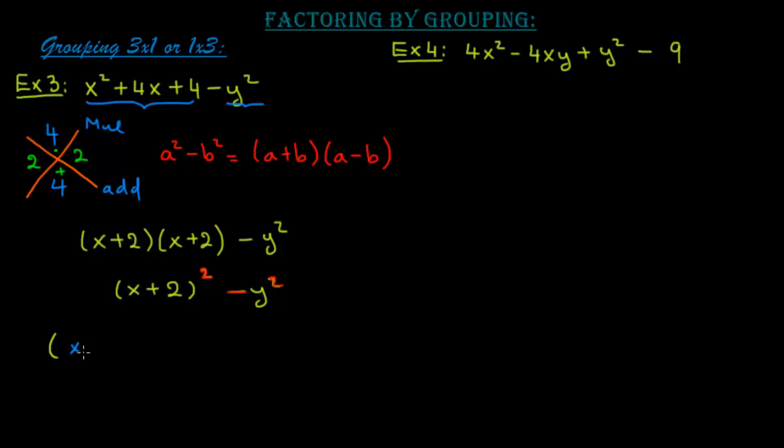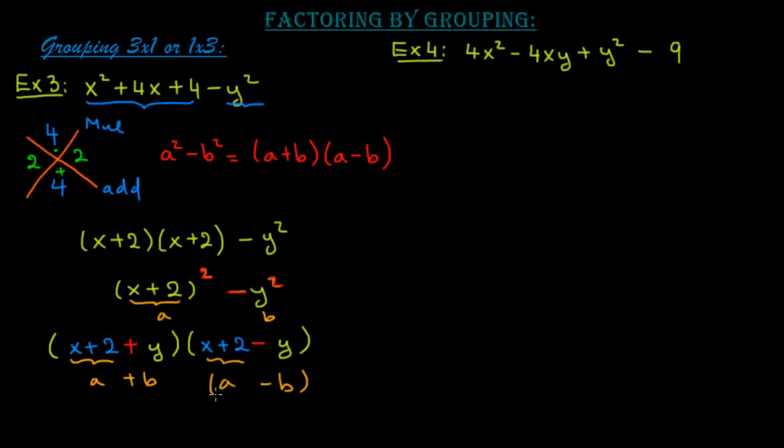x plus 2 plus y times x plus 2 minus y. So if we compare with the formula, my x plus 2 is a and y is b. So you have a plus b times a minus b. So that's how you do factoring by grouping 3 by 1.